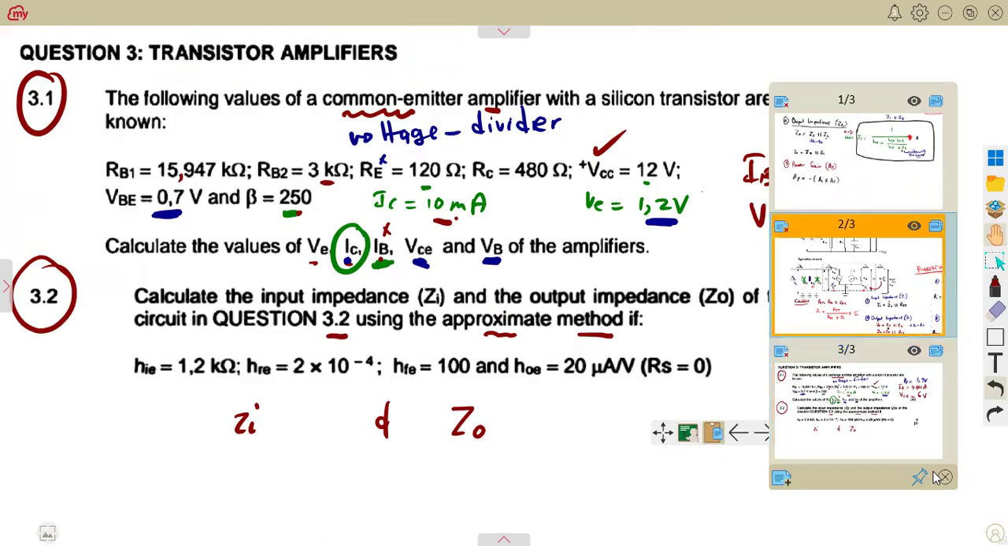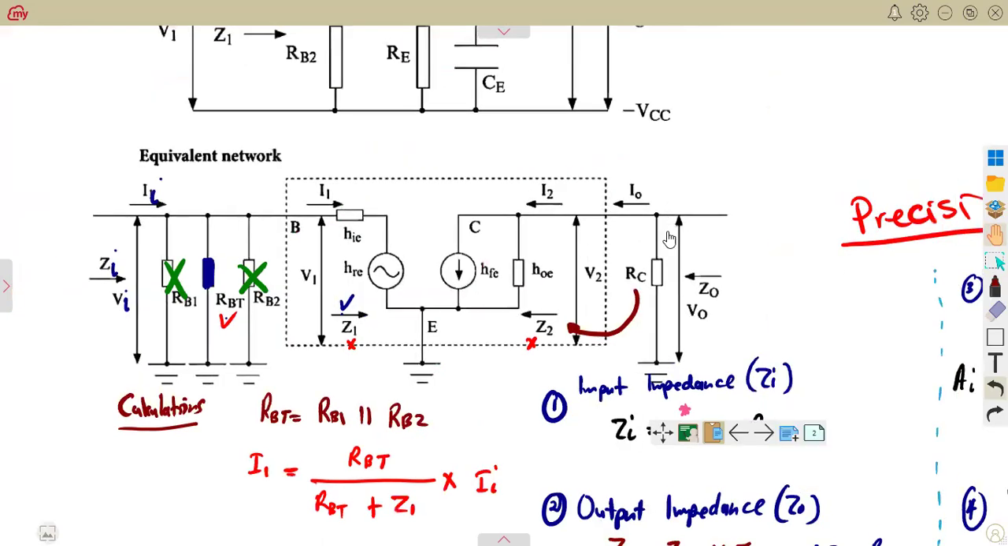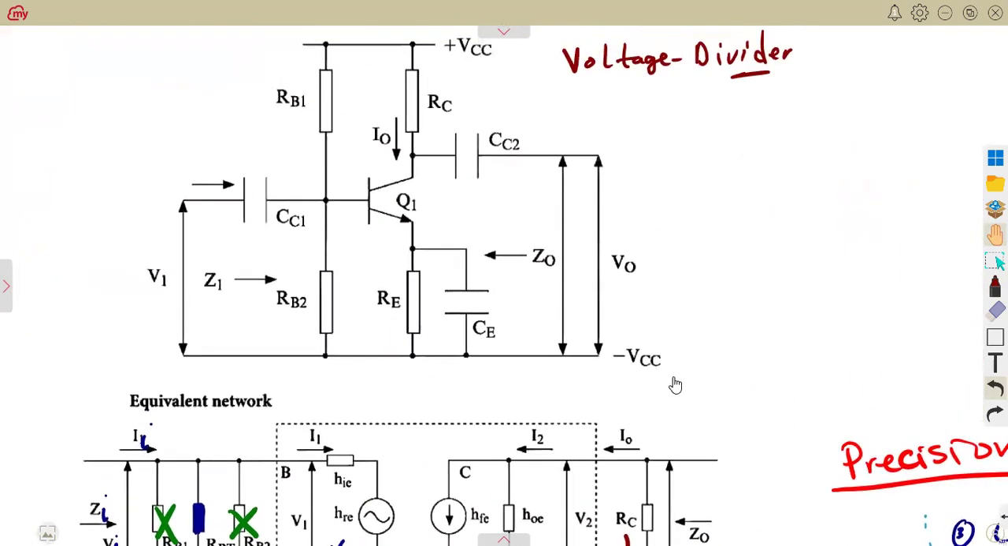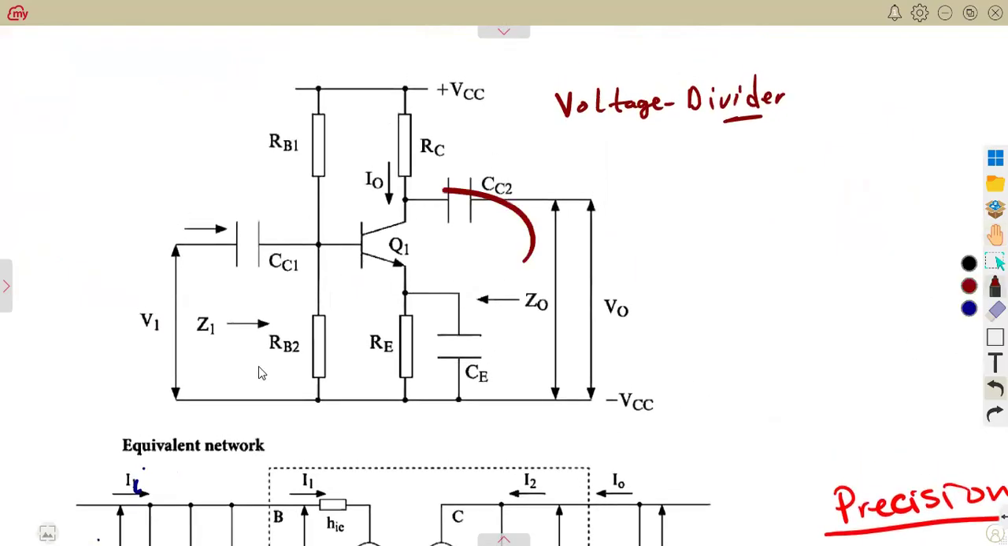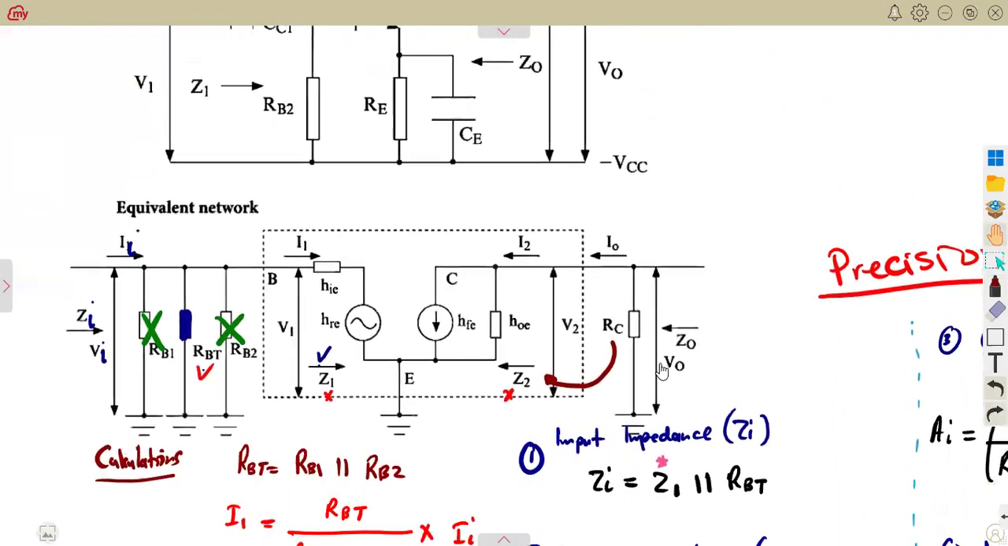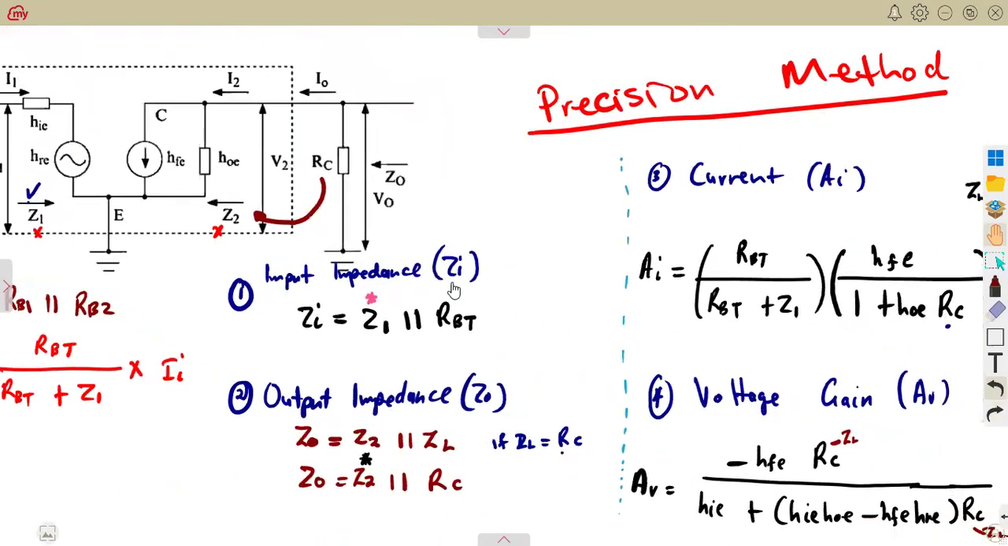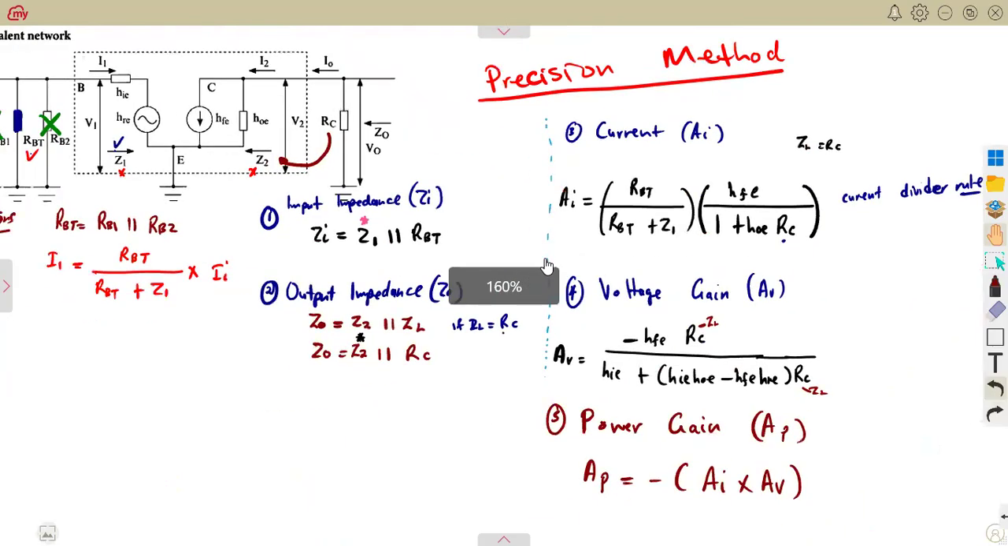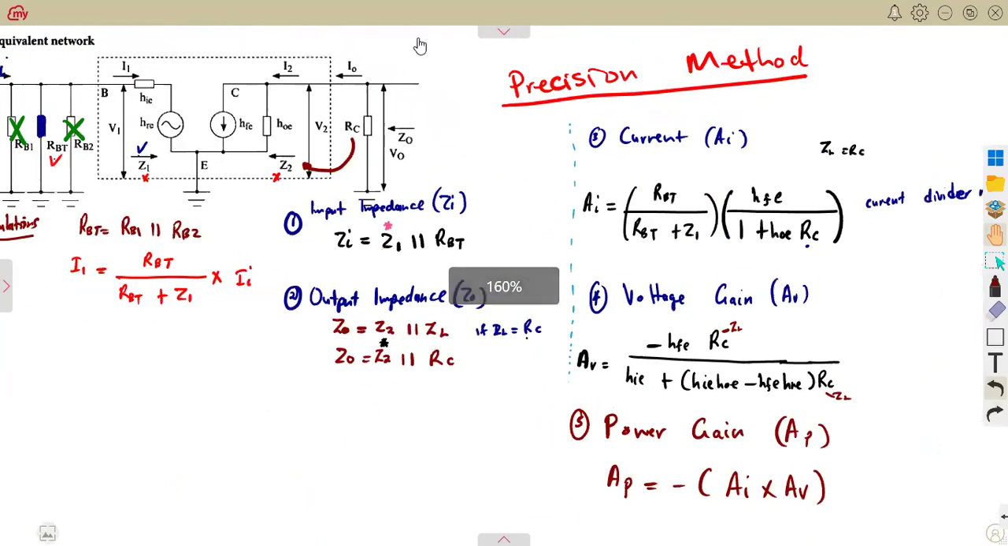Okay, I think it's this one here. If we can check, I explained this one. If you still remember, when we had our voltage divider, this part of our voltage divider, RB1, RB2, I explained that we can use the precision method in our calculations. You consider all this part. So you see that this is the precise method.